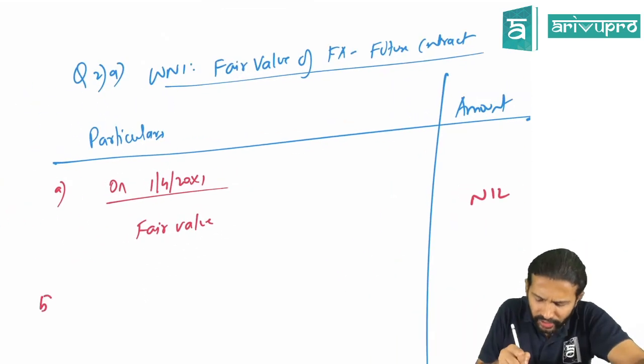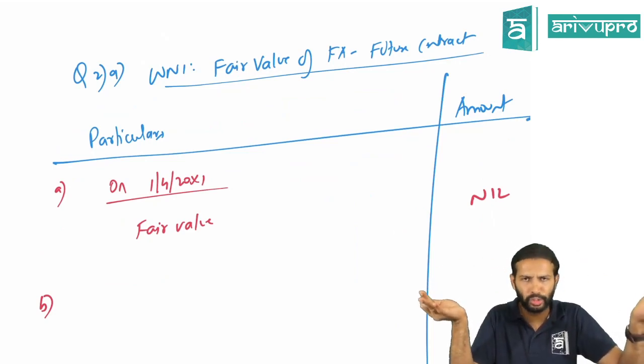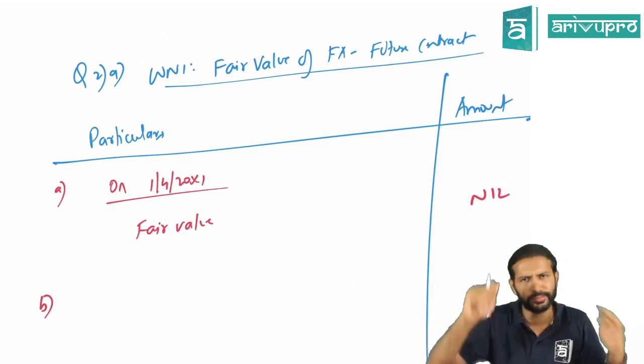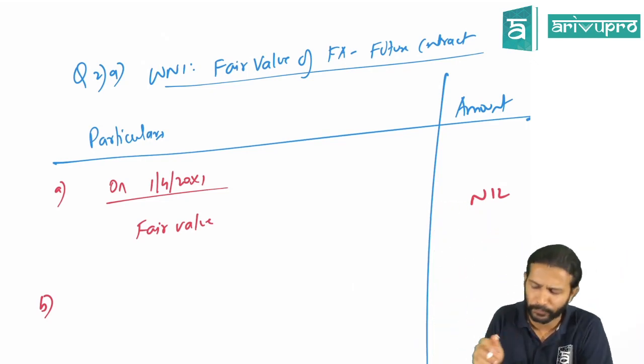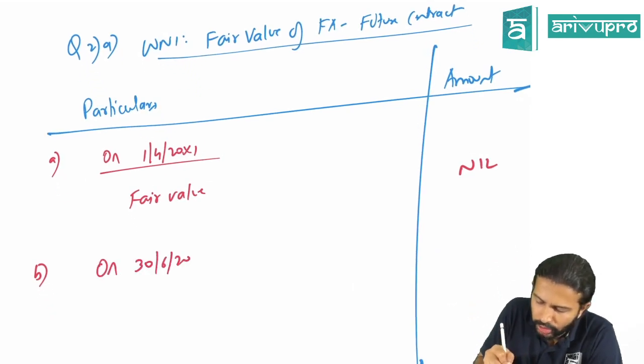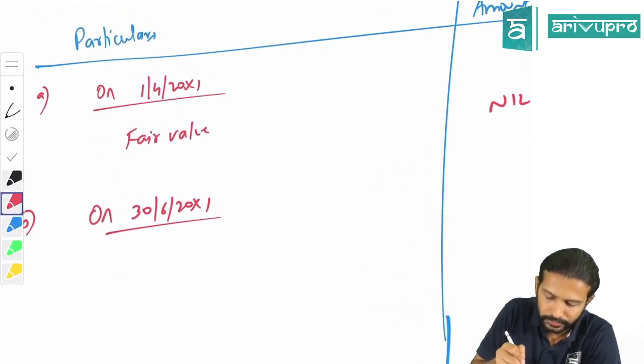On the day you enter into a contract, it's like a zero-sum game. Nobody should gain, nobody should lose out. After you enter into a contract, one guy will gain, another guy will lose. That's what we have to keep accounting. So that we've already found out. Now we have to find out on 30th June 20x1 what is the fair value gain. Okay, let's find that out.